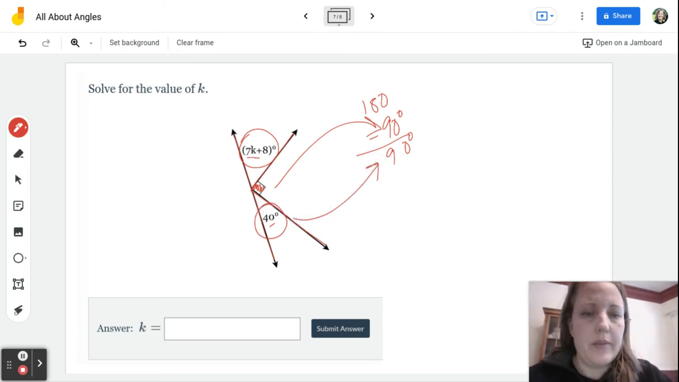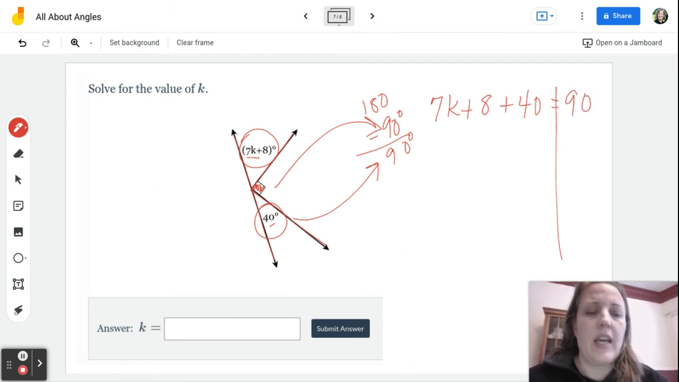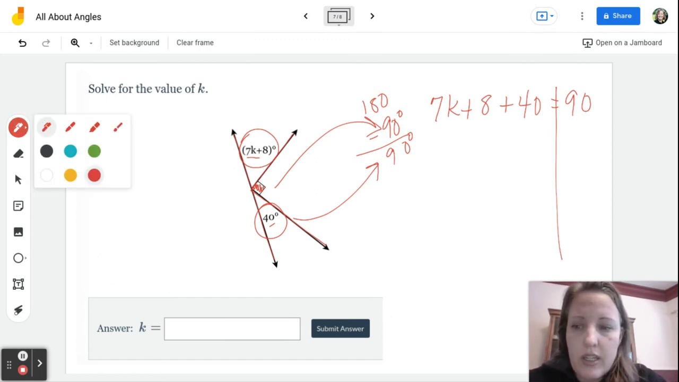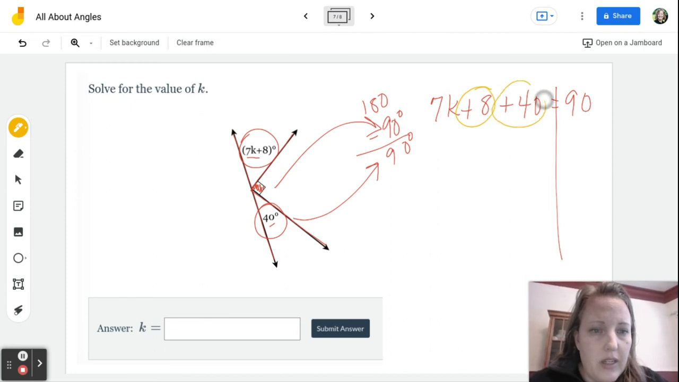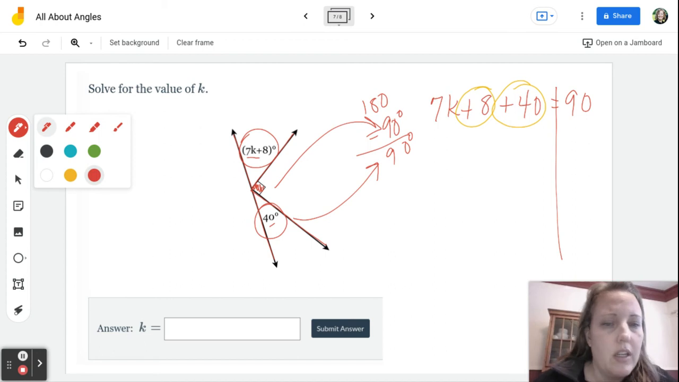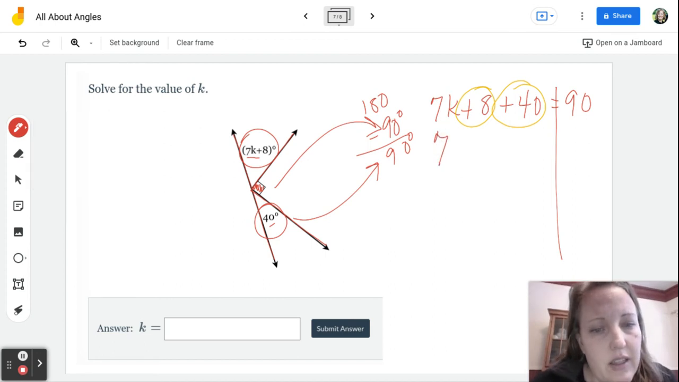So let's go ahead and set it up. 7k plus 8 plus 40 is equal to 90. Okay, draw your line. That helps you know what's going to happen next. So now let's simplify this expression on the left. We have a constant of a positive 8 and a positive 40, and I can combine those. They are like terms. 7k is not. 7k and positive 8 plus 40 is a positive 48 is equal to 90.